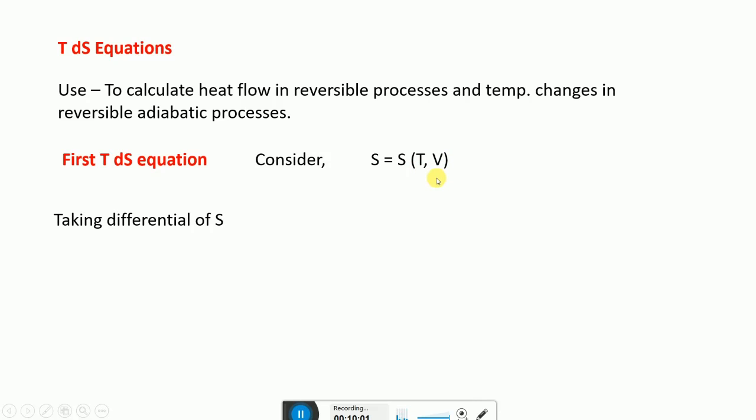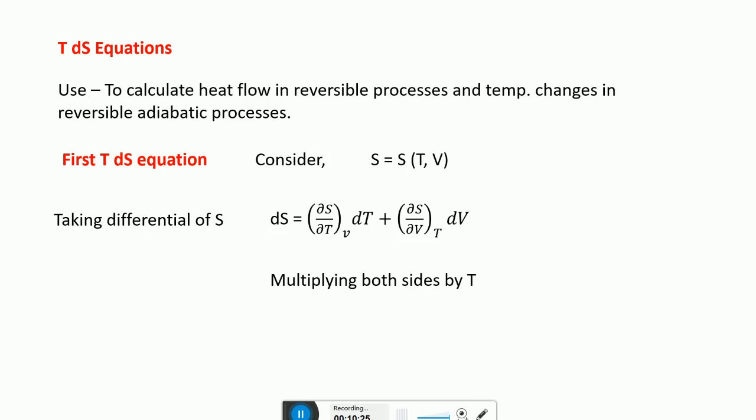Hence the differential of S is dS. Again we have to differentiate: dS is equal to curly S by curly T, keeping V constant, into dT plus curly S by curly V, keeping T constant, into dV. Multiplying both sides by T, we get TdS is equal to T curly S by curly T at constant volume V dT plus T curly S by curly V, keeping T constant, into dV.